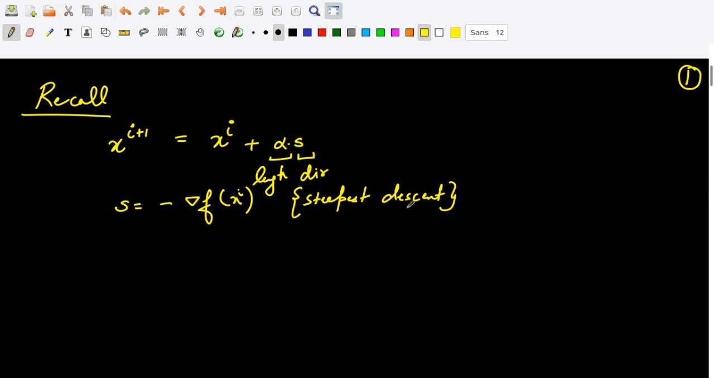But that's not the only direction where function value decreases, and sometimes it is better to not take this direction and take something else. So in general, whenever S transpose grad f(x_i) is less than 0, this direction is okay to move.